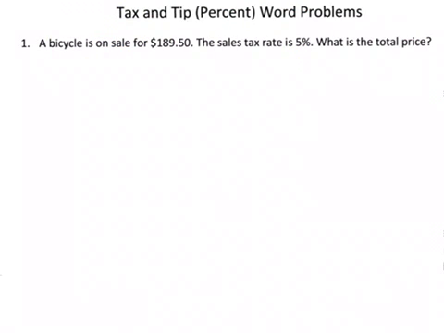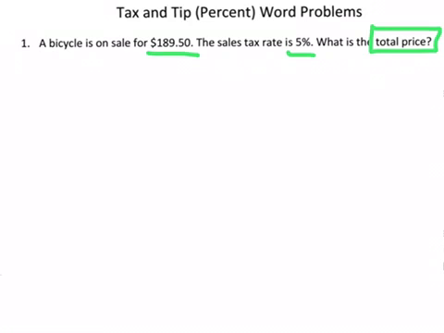On the last couple pages of our packet, we are now going to use real-world word problems to solve using percents. We're going to do the first 3 together, and then you guys will be able to do the rest. The first example says, a bicycle is on sale for $189.50. The sales tax rate is 5%.